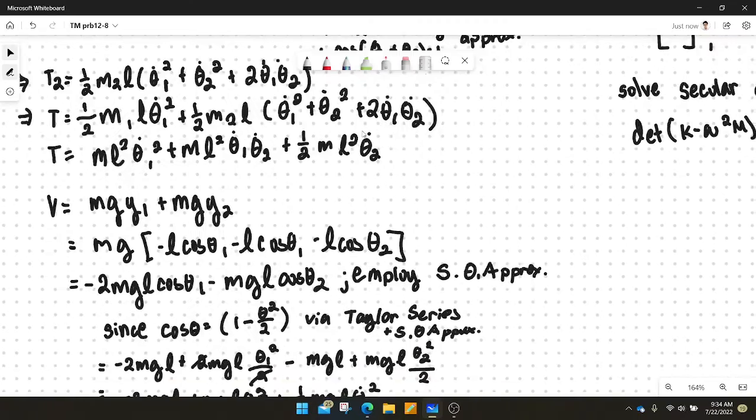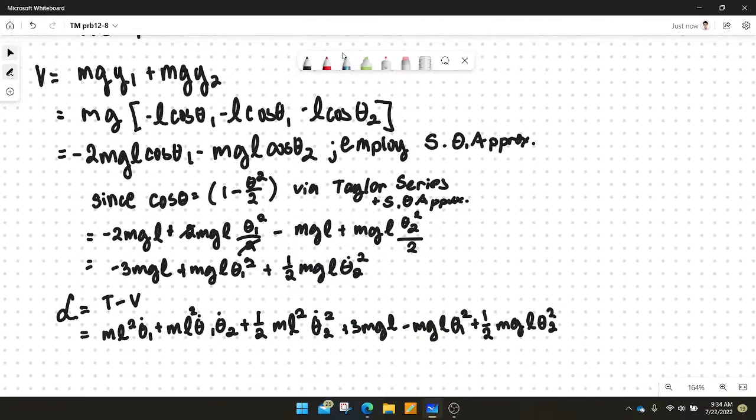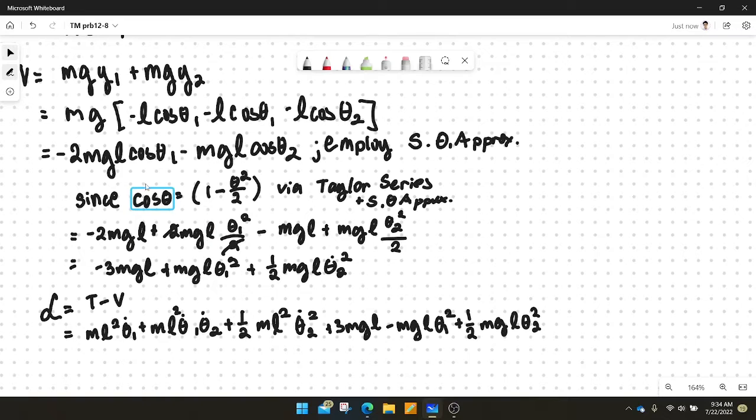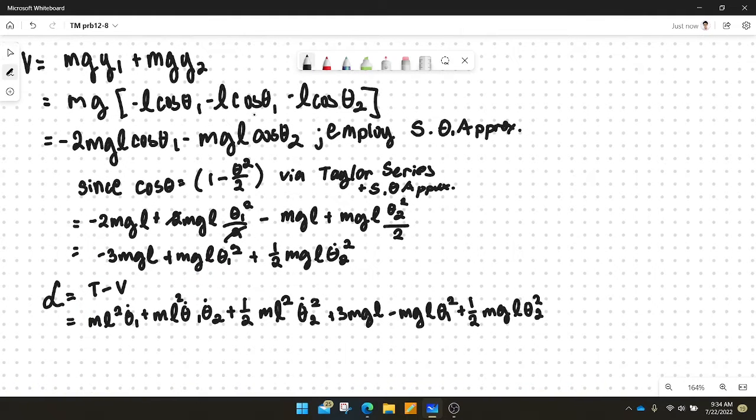And for the potential, again, we apply small angle approximations with the Taylor series of cosine theta. So we can get rid of this cosine term. Applying small angle approximations, we get this potential energy term for the Lagrangian. Our total Lagrangian is given by this.